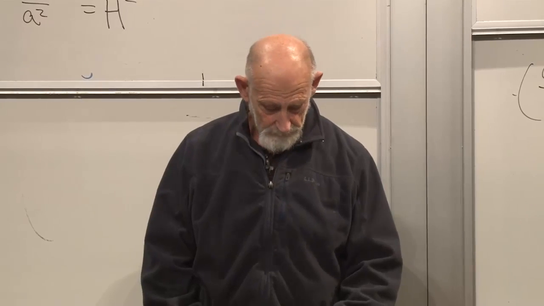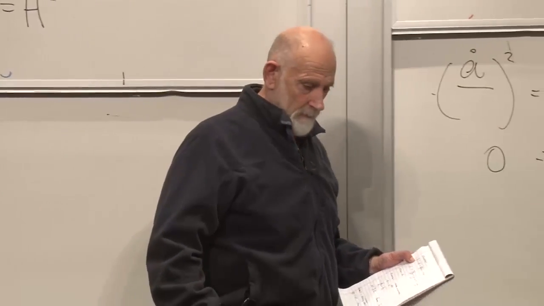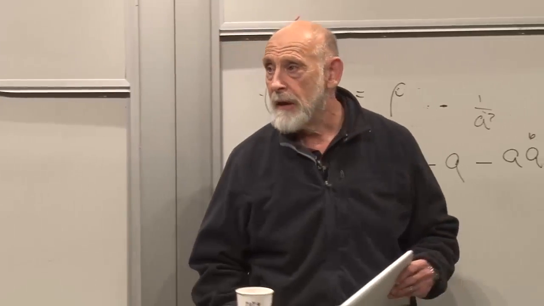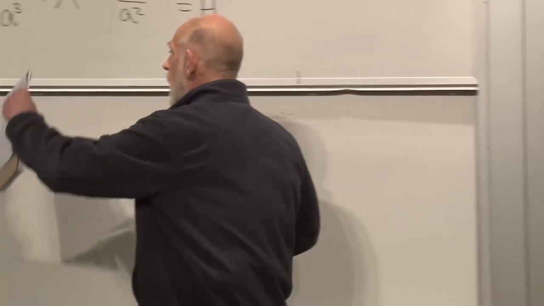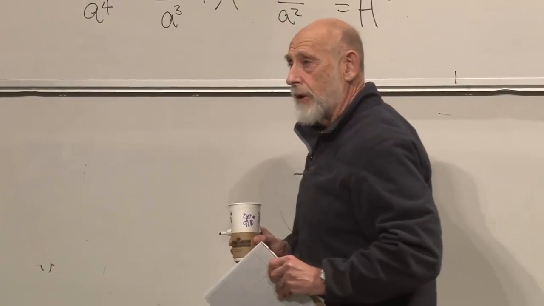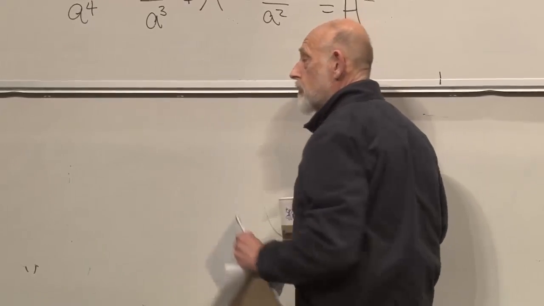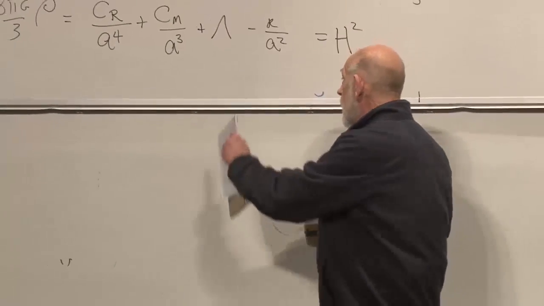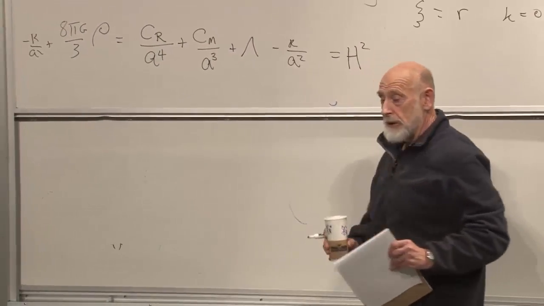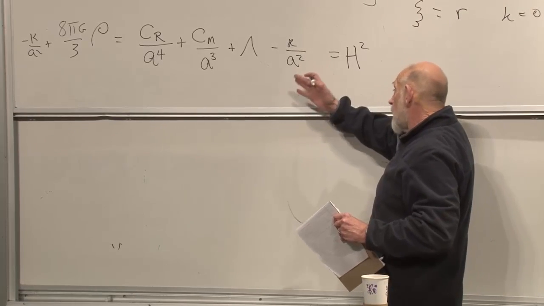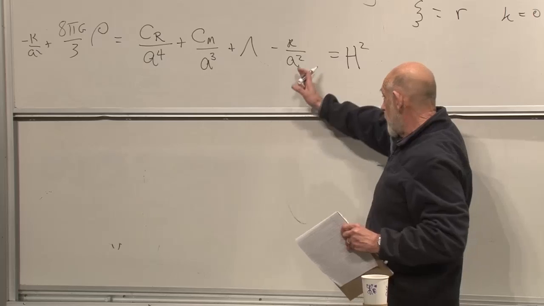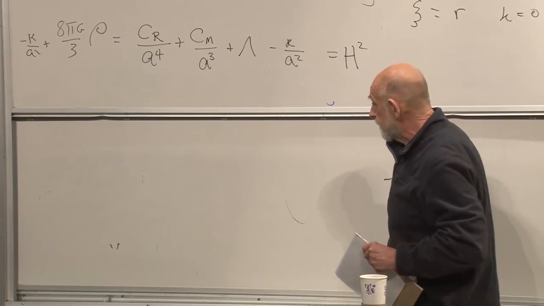Just double checking, are C sub r and C sub m absolute constants independent of time? Yeah, they're constants independent of time. Radiation scales like 1 over a to the 4th. Matter scales, or dilutes, like 1 over a cubed. Vacuum energy doesn't dilute. And the curvature term, which you can think of as a kind of energy of curvature, if you like, scales like 1 over a squared.